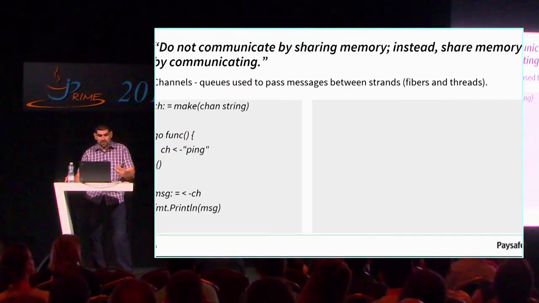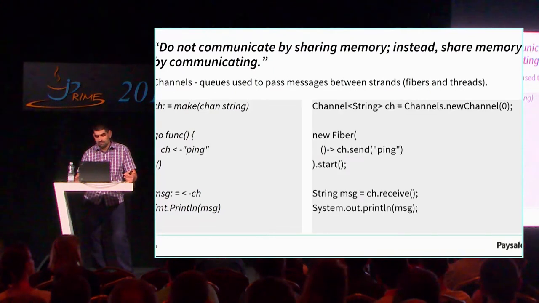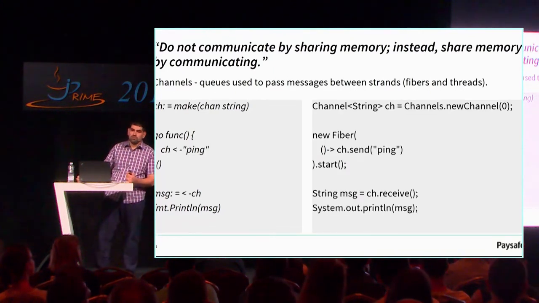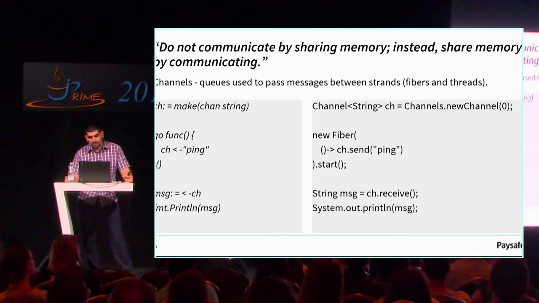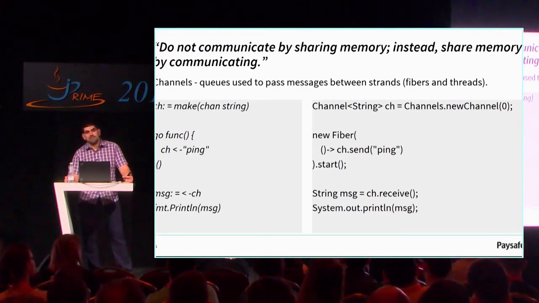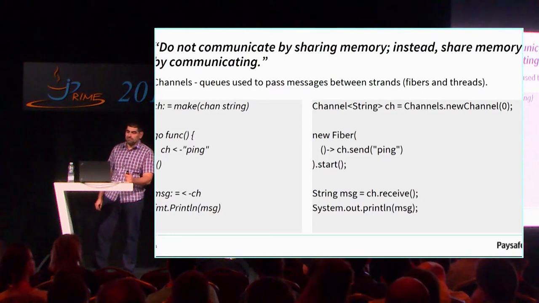And why the hell am I showing Go code here at a Java conference? Because now the Java code is very close to Go. We create a channel, then we spawn a fiber, we send something to this channel, and then we receive something from the channel. Exactly the same concept, following the same principles.